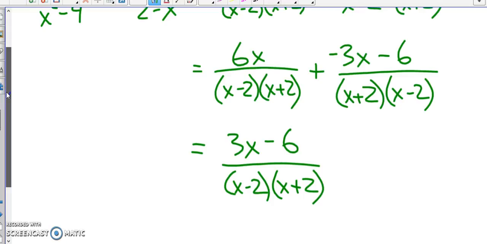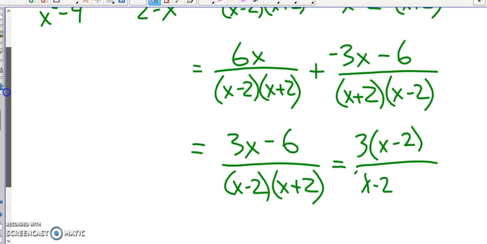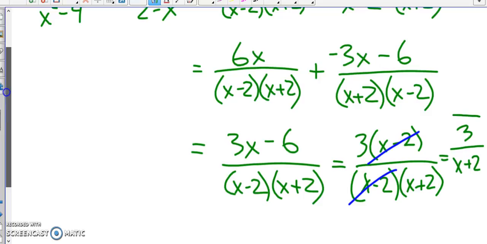And observe that the numerator is factorable. You can take a 3 out of that. 3 times x minus 2 over x minus 2 times x plus 2. Observe that the x minus 2's cancel, and I end up with 3 over x plus 2.